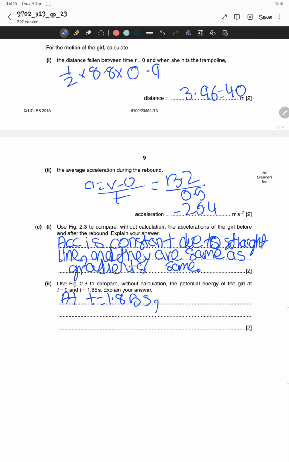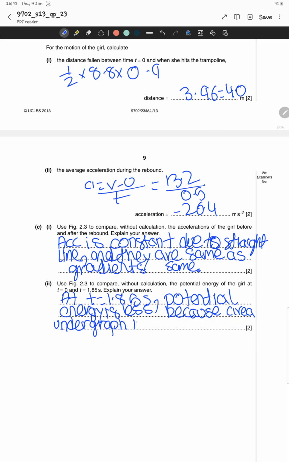At 1.85, the potential energy is less because the area under the graph is the height, and the second area is a lot smaller.